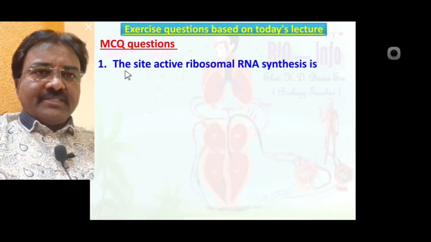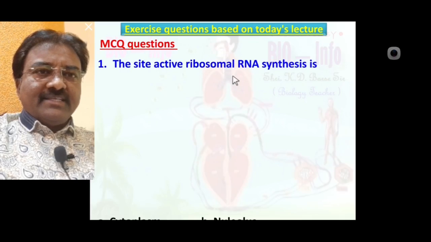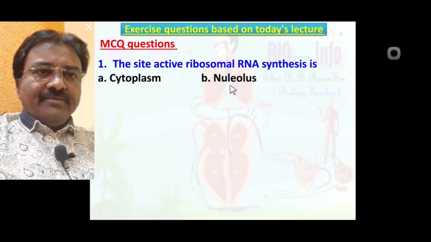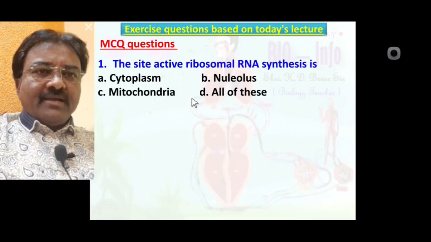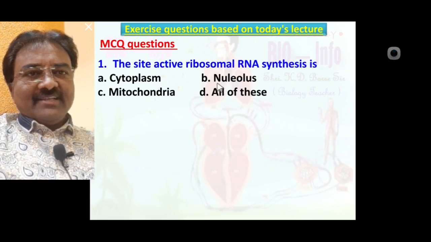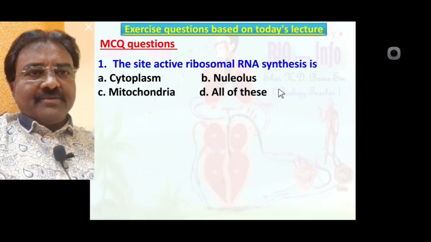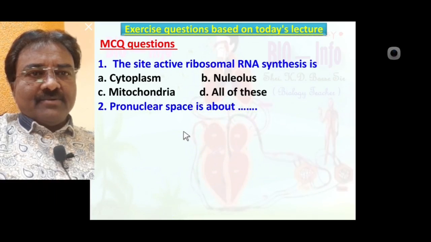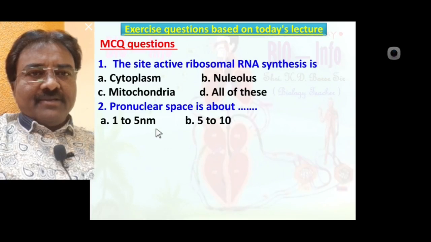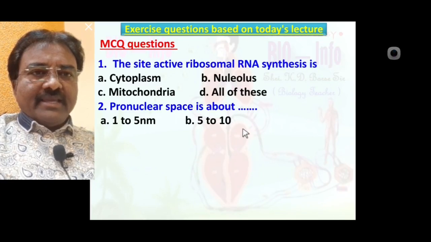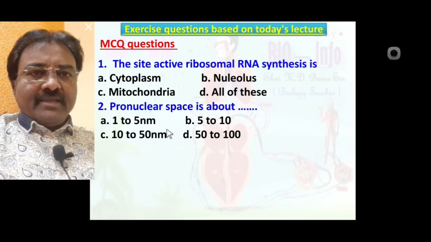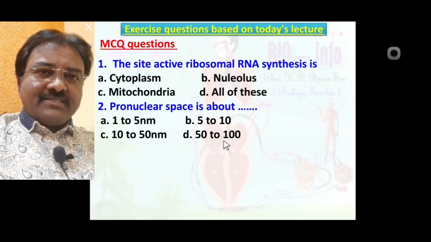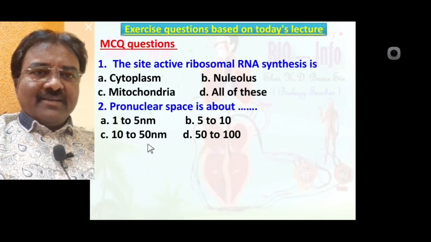First MCQ question: the site of active ribosomal RNA synthesis is cytoplasm, nucleolus, mitochondria, all of this. Yes, the correct answer is nucleolus, which means B, nucleolus is the correct option. Perinuclear space is about 1 to 5 nm, 5 to 10 nm, 10 to 50 nm, 50 to 100 nm. Yes, the correct option is 10 to 50 nanometer.